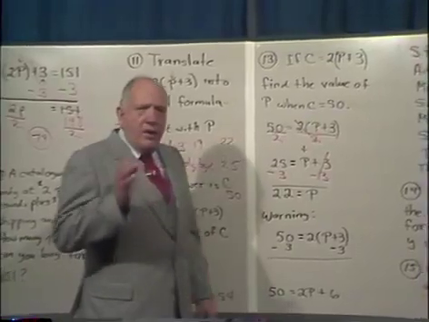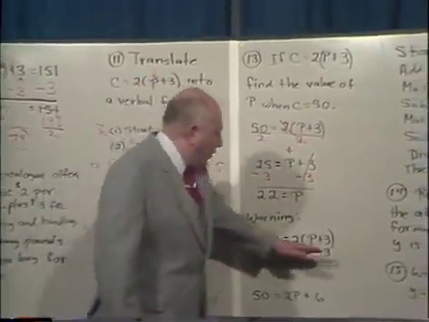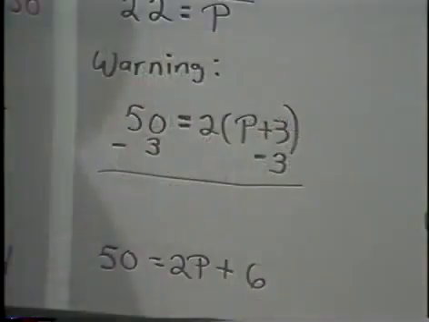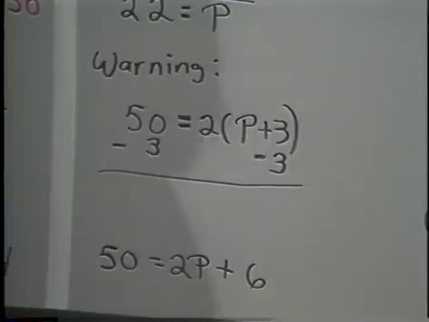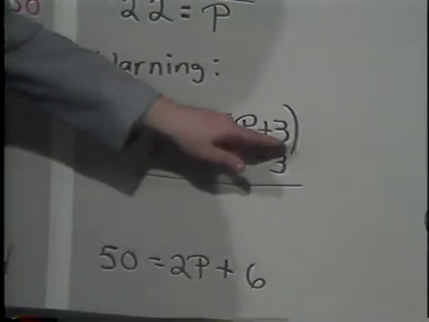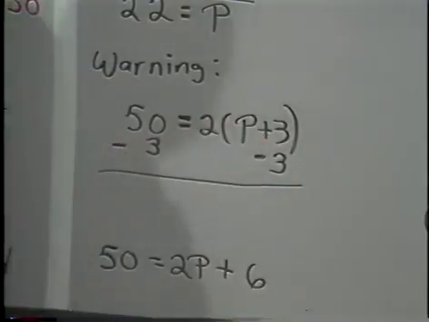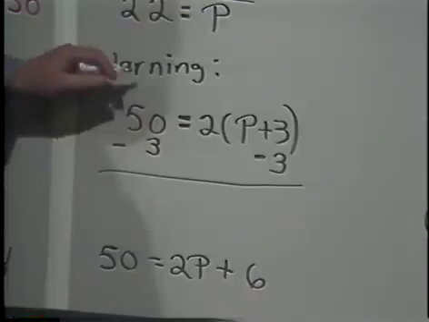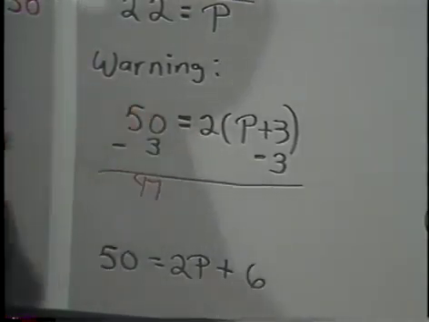And remember, nice versus necessary. A lot of people will tackle this problem and they say, well, I'm going to do it a different way. Since the 3 is being added to the p, I'm going to subtract the 3. I just told you that whatever is inside the parentheses is being protected by the 2. Let me show you what happens here. If you subtract 3 from 50, you get 47. That's fine. Here's the trick over here.